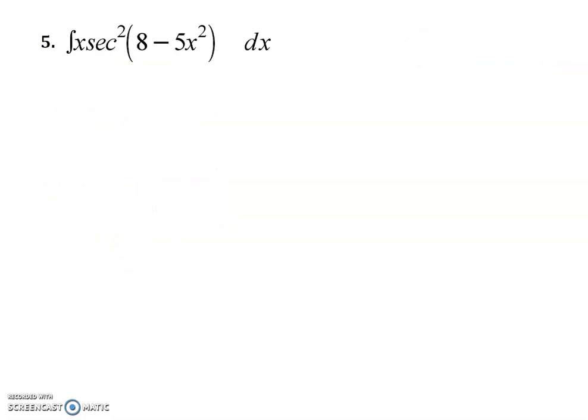Let's look at one more example. So we have x secant squared of 8 minus 5x squared. So again, I'm going to make that part u. So I'm going to rewrite this integral as secant squared of u. Okay, so this is the extra part I have. This part was the part with the u. So I'm looking at what's left over. Okay. That's what I need to match du.